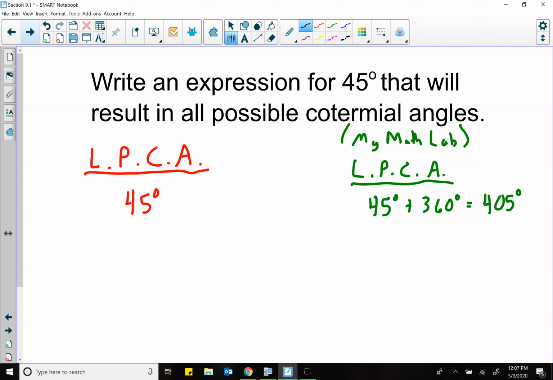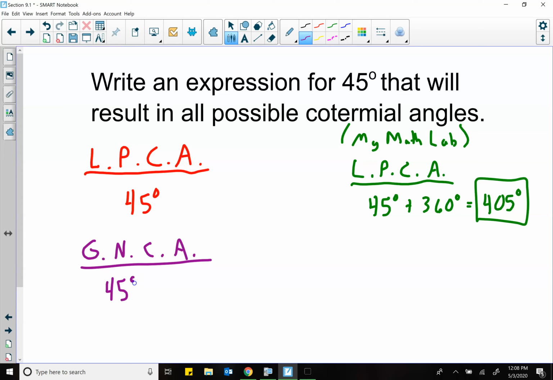So again, in My Math Lab, if this is already the least positive coterminal angle, you have to add 360 to it to get the answer that My Math Lab wants. So that's what they're really looking for. But this really is the least positive coterminal angle. If I'm looking for the greatest negative coterminal angle, well, obviously, this is not the greatest negative. So in order to get the greatest negative, all I'm going to do is take my 45 degrees here and subtract 360 from it.